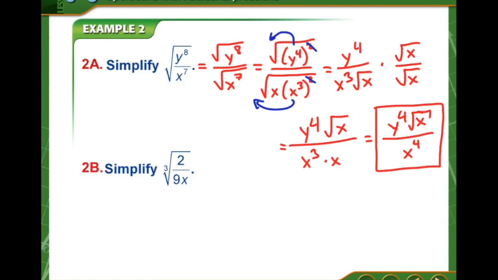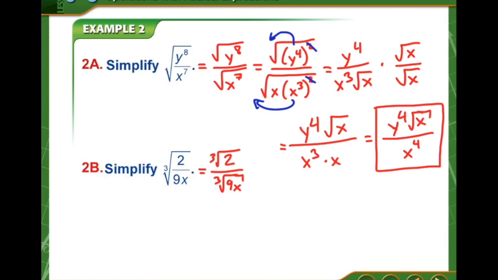The second one, both of these have issues here. We can still go ahead and break them apart. So it's the cube root of 2 over the cube root of 9x. Neither one of these simplifies, but we do need to get rid of that cube root on the bottom. Again, no radicals on the bottom. So we're going to multiply by something that will get rid of that cube root. It's called the conjugate. So 9 we know is 3 squared, right?